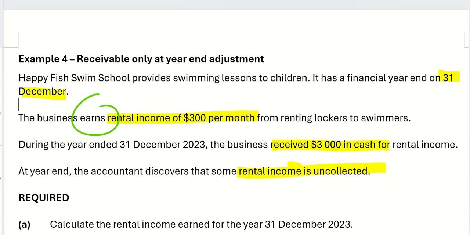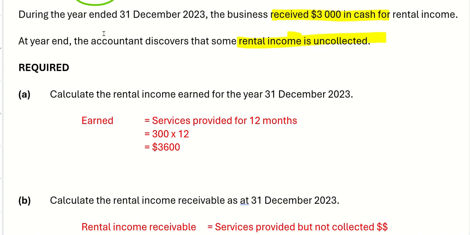But let's take this step by step first. The very first question is to calculate the rental income that has been earned. I know the answer has been given to you, but why is it that I took 300 times 12? Because 1 year has 12 months. So you assume that you are providing $300 of services every month. So in 1 year, you take 300 times 12, which equals 3,600.